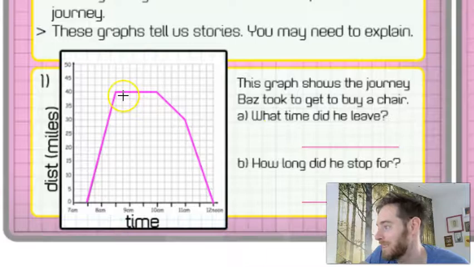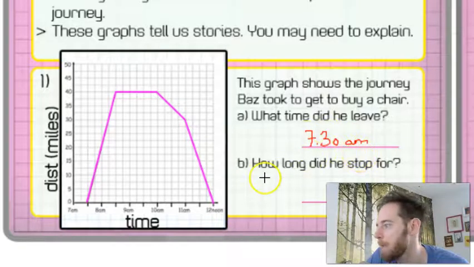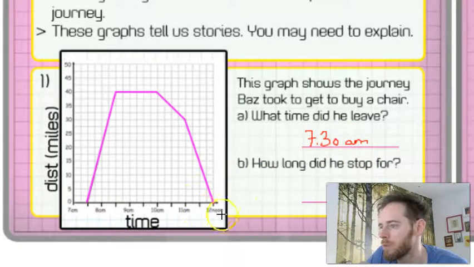So Baz, our mate Baz, he left, and you can see here, between 7 and 8 a.m. I know it's a bit fuzzy, but between 7 and 8 a.m. is 7:30, halfway between. So 7:30 a.m. I'm going to write down 7.30 a.m. You could write 07.30, and that you wouldn't have to therefore write the a.m. bit, right? This is a.m. on the bottom, that's fine.